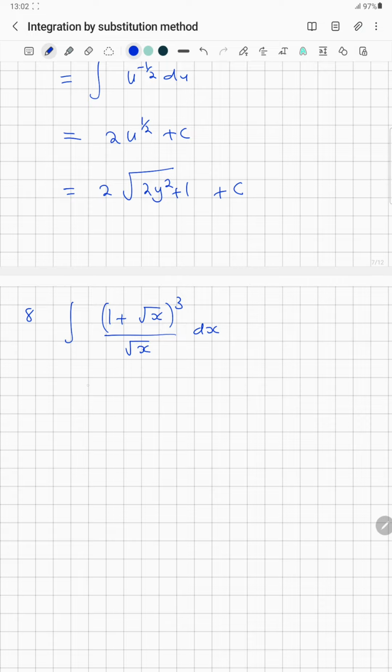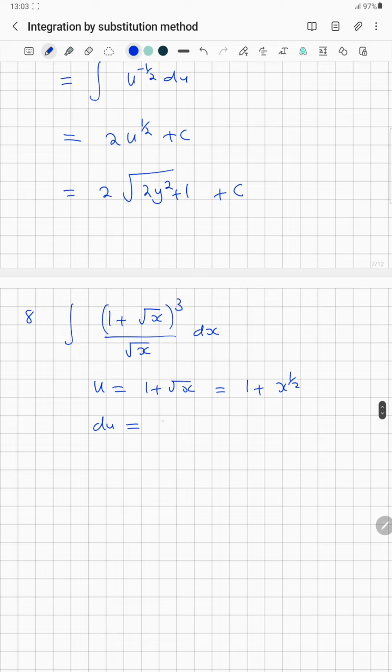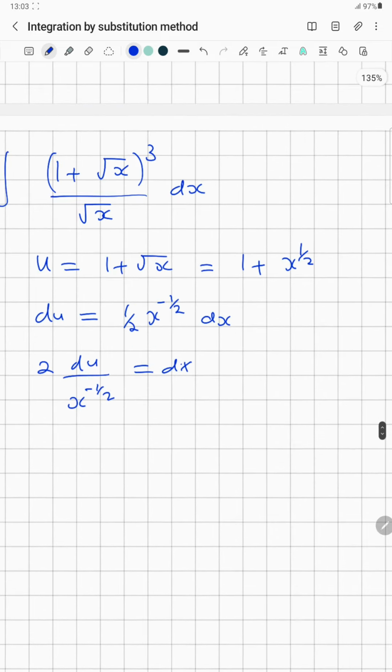For question 8, you can take the substitution u is equals to 1 plus square root of x, which is the same as 1 plus x power half, du dx, or derivative of this one will be a half x power minus half dx, which means this one can be written as du over x power minus a half is equals to dx. You can do that substitution.